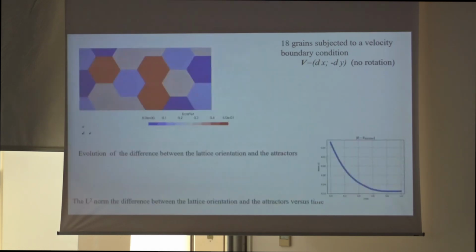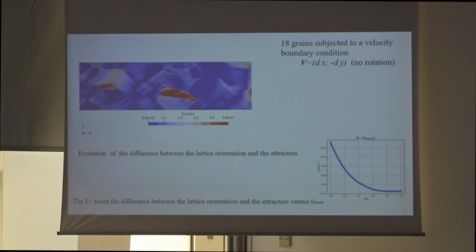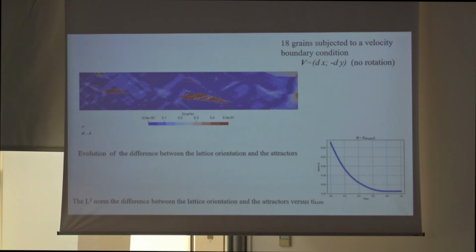The next one. Now here, I don't know, you have to have a movie also. Now here you have the difference. This is a difference between the attractors and the orientation. And you can see that at the end, only 2 grains were not well estimated. All of them rather good.